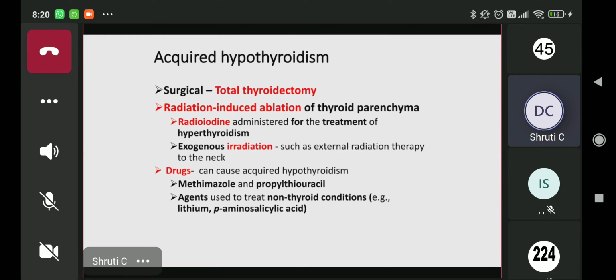Okay, so this was congenital. Then acquired hypothyroidism, either due to surgery, where the thyroid gland has been removed, or radiation-induced ablation of thyroid parenchyma, such as radioiodine, which is administered for the treatment of hyperthyroidism. It can ultimately lead to hypothyroidism, or exogenous irradiation. And you should remember the name of these drugs: methimazole, propylthiouracil, and other agents like lithium, p-aminosalicylic acid. These drugs can also cause acquired hypothyroidism. So you should remember this.